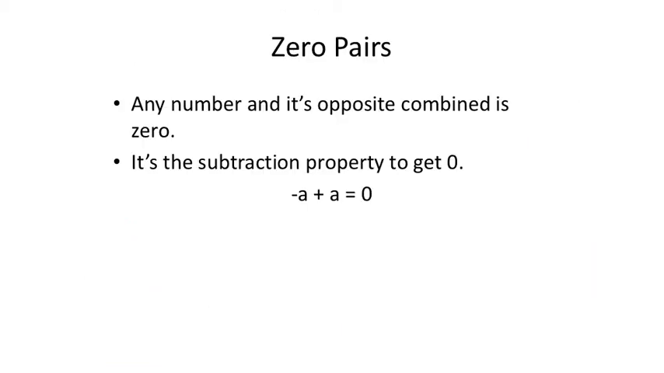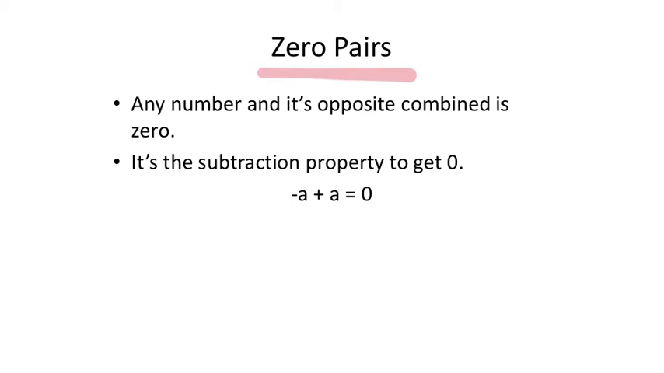All right, zero pairs. Now this is actually a more crucial principle than this lesson may lead on. You're going to use this quite a bit. Not just in 950, but you're going to use it a ton in every class after that. I mean, zero pairs are crucial.